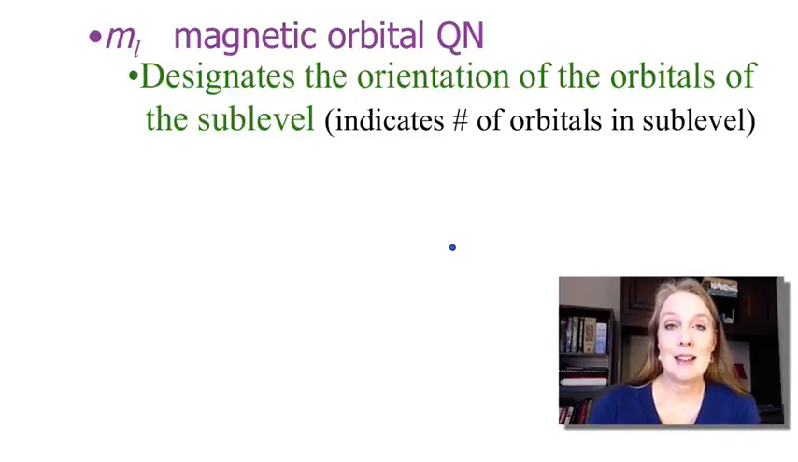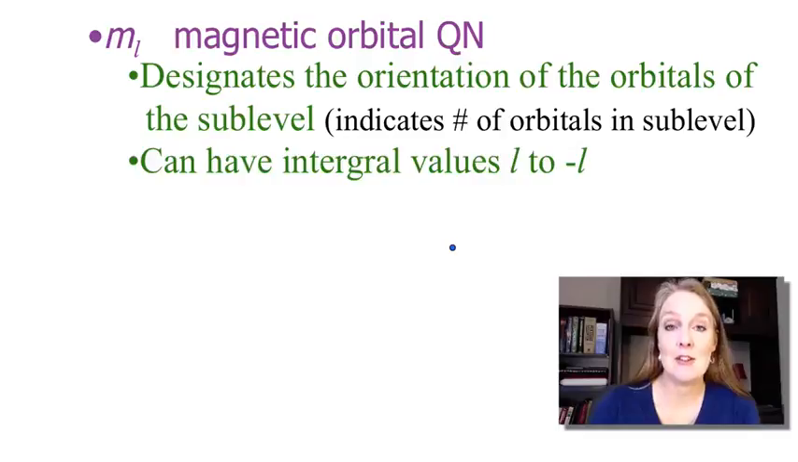It can indicate the number of orbitals in each sublevel. It has integral values that are bounded by L. It can go from positive L to minus L. I think the best way to illustrate this is with an example.